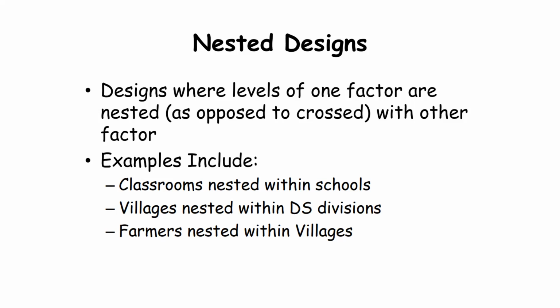Then in the second example, villages nested within DS divisions. You can consider some DS divisions, and the villages inside these DS divisions have been nested within those divisions. Then farmers nested within villages. So the farmers of a village are nested inside that village. So we can say farmers nested within villages. You can use experimental design to evaluate this kind of situation also.